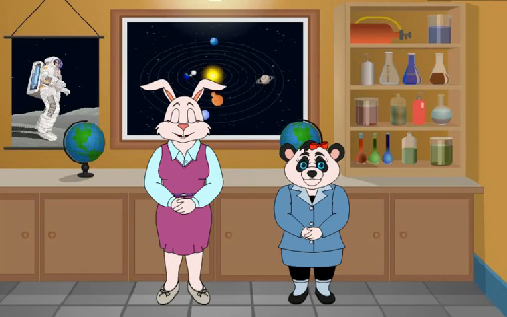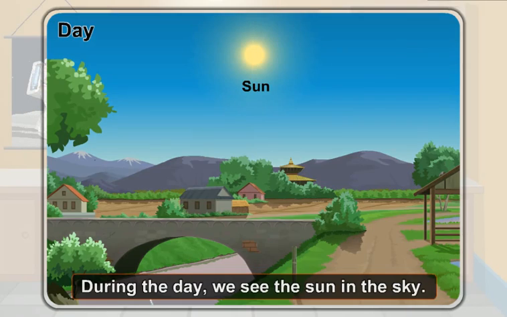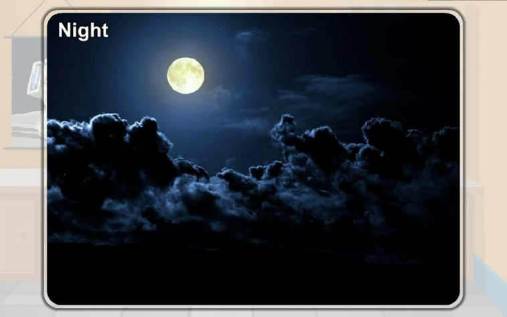Students, during the day we see the sun in the sky. In the night sky too, we see something round and white. Do you know what that is? We call it the moon.